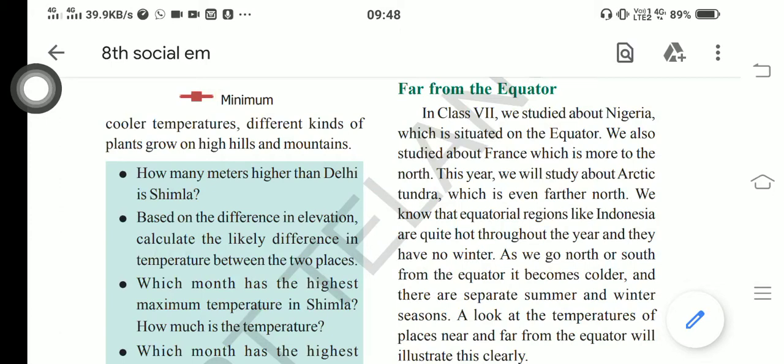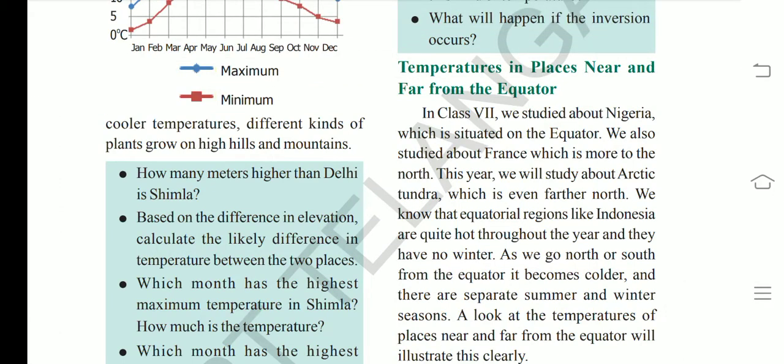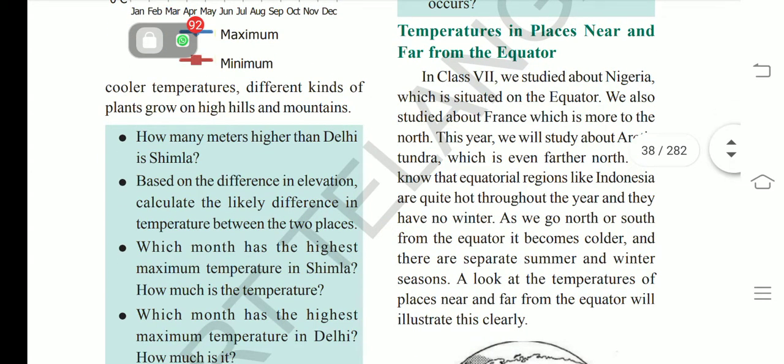It is another factor which decides the temperature of a place. That is, the place which is near to the equator will experience a higher temperature than the place which is far from the equator. So, what is that factor? It is latitude.